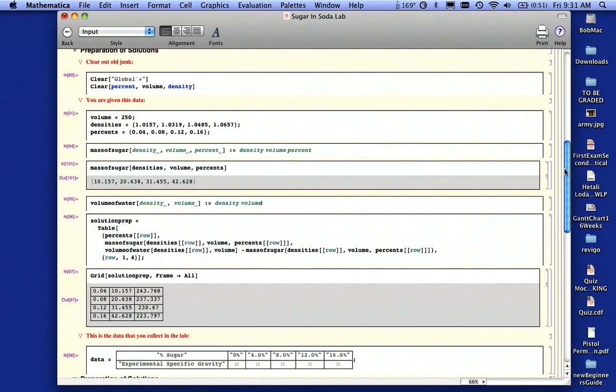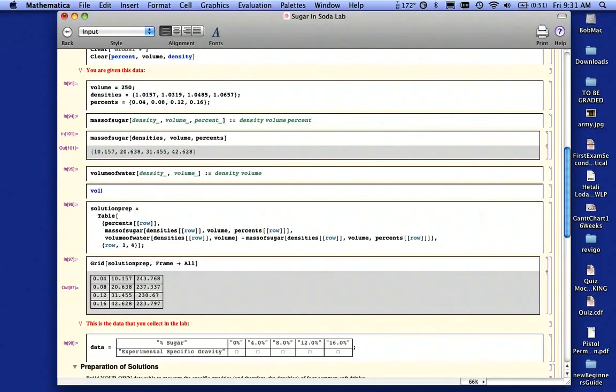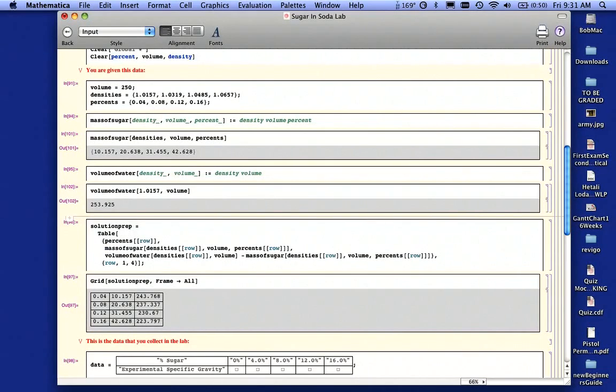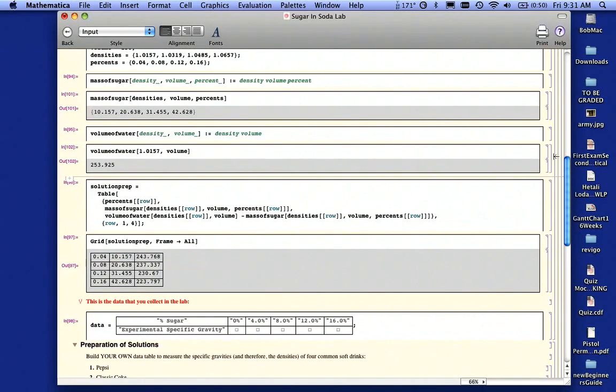I did the same thing here to calculate my volume. To calculate volume of water, I would type in the volume of water is the density, so I'll do the first one, 1.0157, and my volume, which in this case is a constant, and that's going to tell me I need 253.92 milliliters of water. Now what I did here, you don't have to do that particularly.